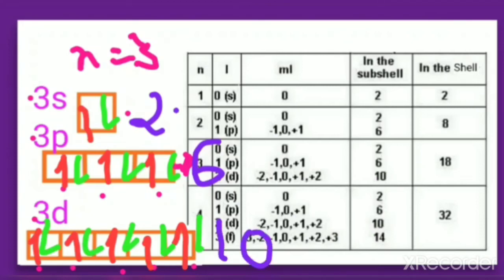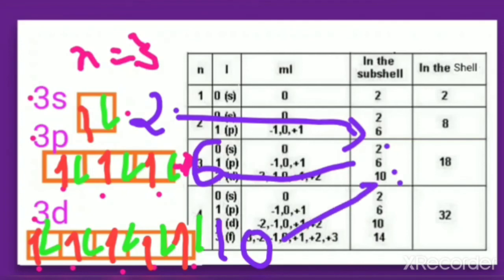Now you make the sum of 2 plus 6, you can see this number 2 here, then 6, then 10. So 2 plus 6 plus 10, that is equal to 18. Therefore, the maximum number of electrons that can be accommodated in the third shell is 18. So maybe you have learned the sequence in the lower classes that in the K shell, 2 electrons are possible. In the next, that is 8, 18, 32 and so on. So from this, it is clear why it is 2, why it is 8 in the second, why it is 18 in the third and so on.